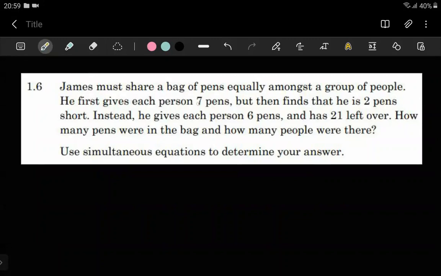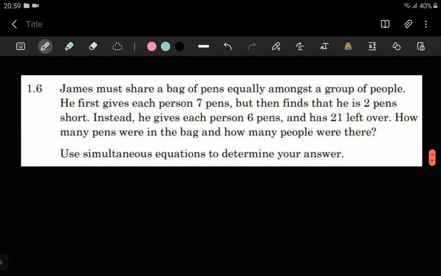James must share a bag of pens equally amongst a group of people. He first gives each person 7 pens, but then finds out that he is 2 pens short. Instead, he gives each person 6 pens and he has 11 left over. Before we even start, let's just finish the question here. It then asks how many pens were in the bag and how many people there were.